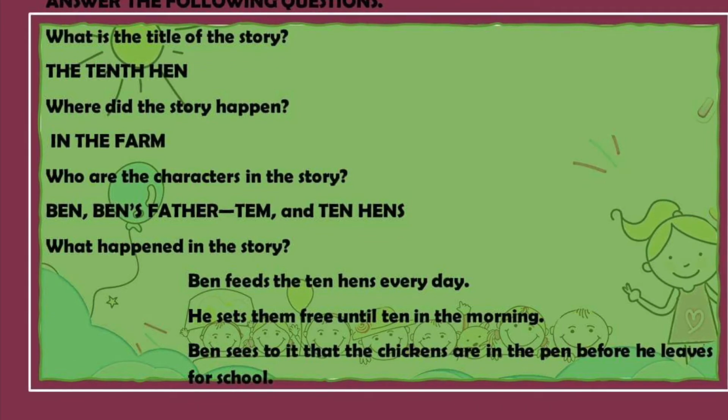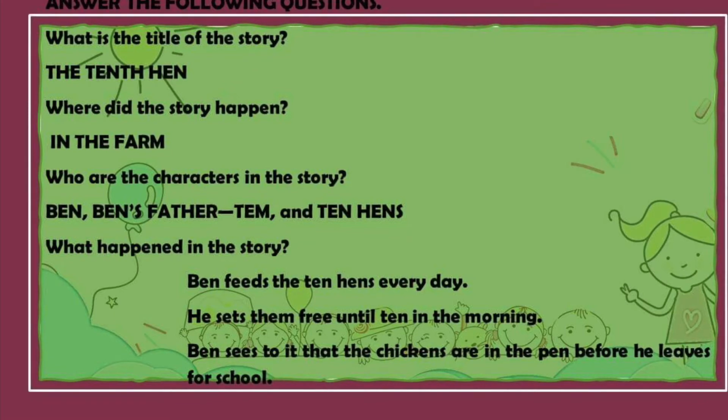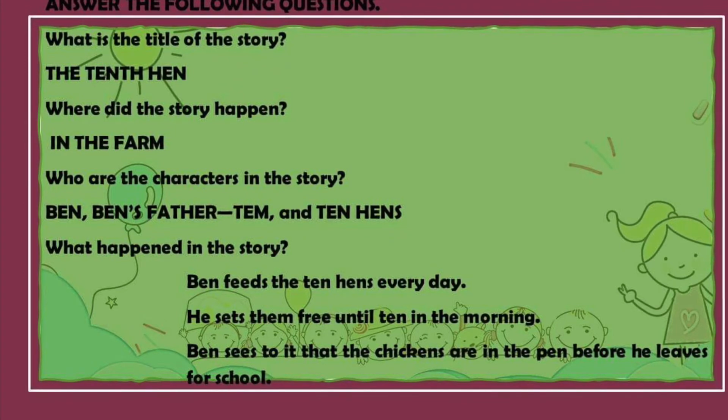That's right. What happened in the story? There are many possible answers that tell an event from the story. These are the possible answers. Ben feeds the 10 hens every day. He sets them free until 10 in the morning. Ben sees to it that the chickens are in the pen before he leaves for school. Are all your answers correct?